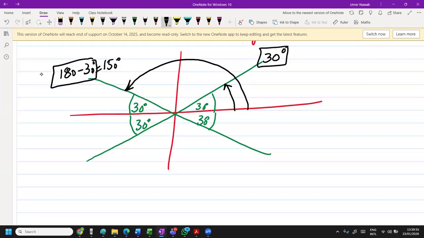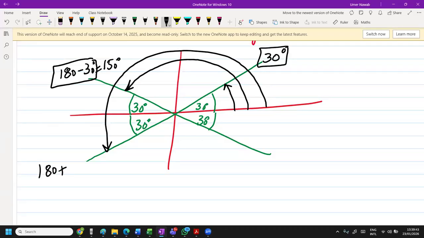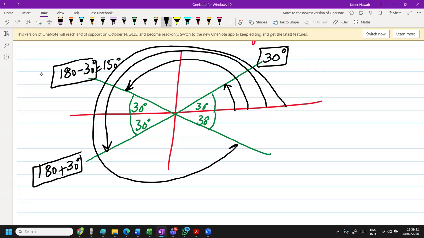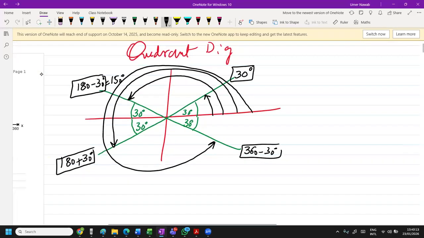The next thing is I move in this direction and stop here. What is this? Is it not 180 plus 30? Now, if I move from here all the way till here, don't you think I'm going to write it as 360 minus 30? So if a person has any angle in the first quadrant, there is a connection of that angle with the other quadrants.